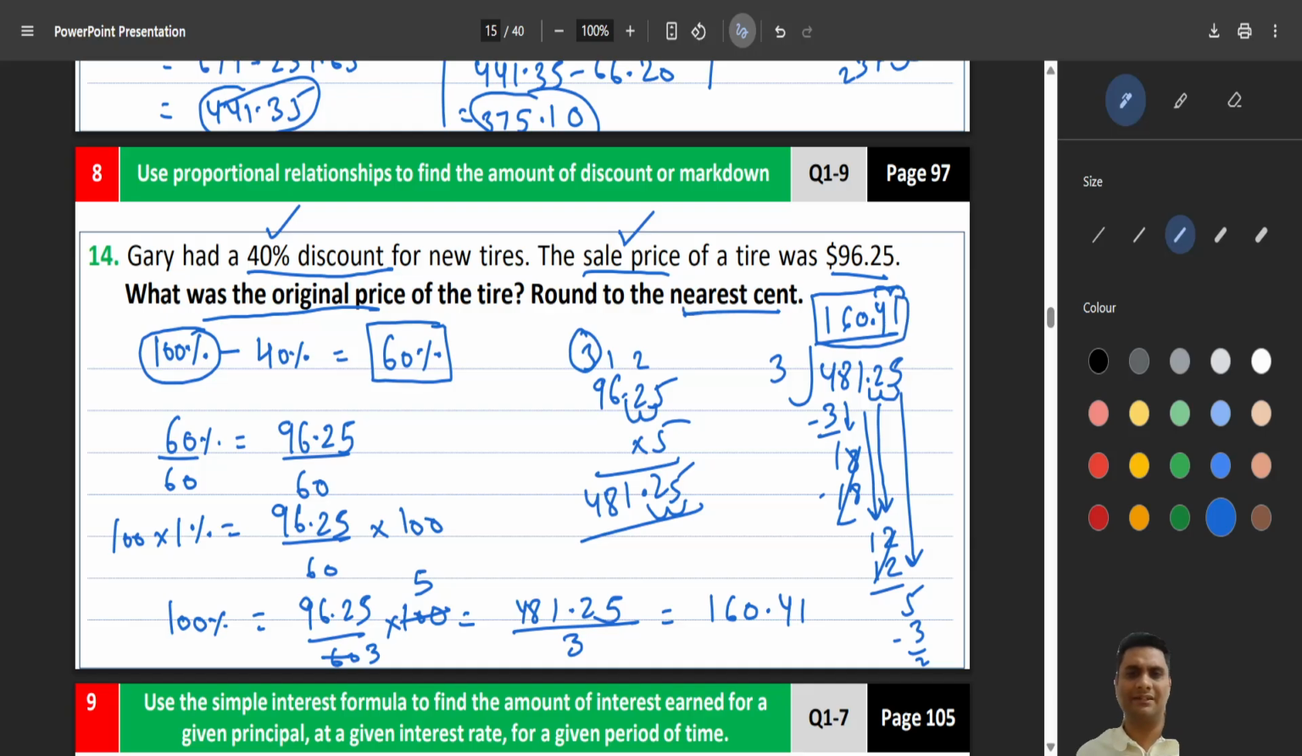Nearest cent means after the decimal I need only two numbers. So I got the two numbers. I will not go further. So 160.41. You can check the options and get the answer. Okay.